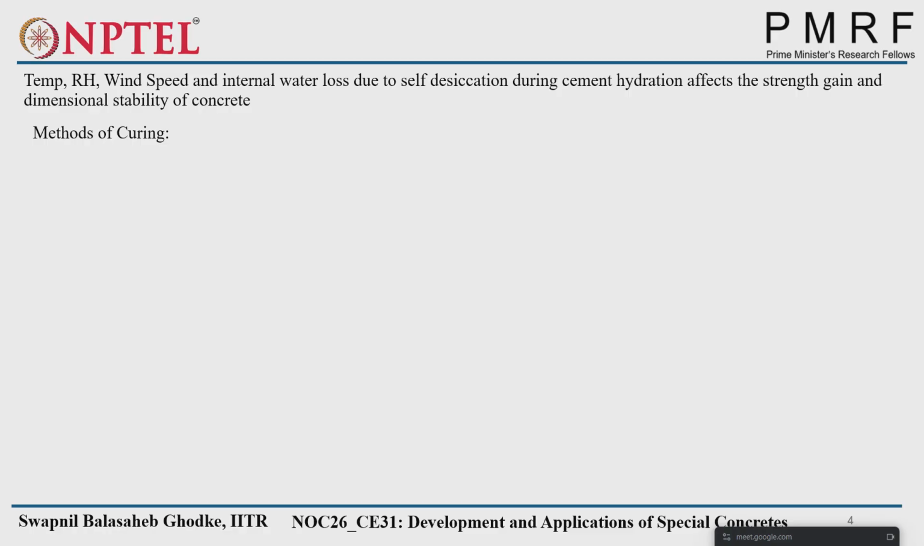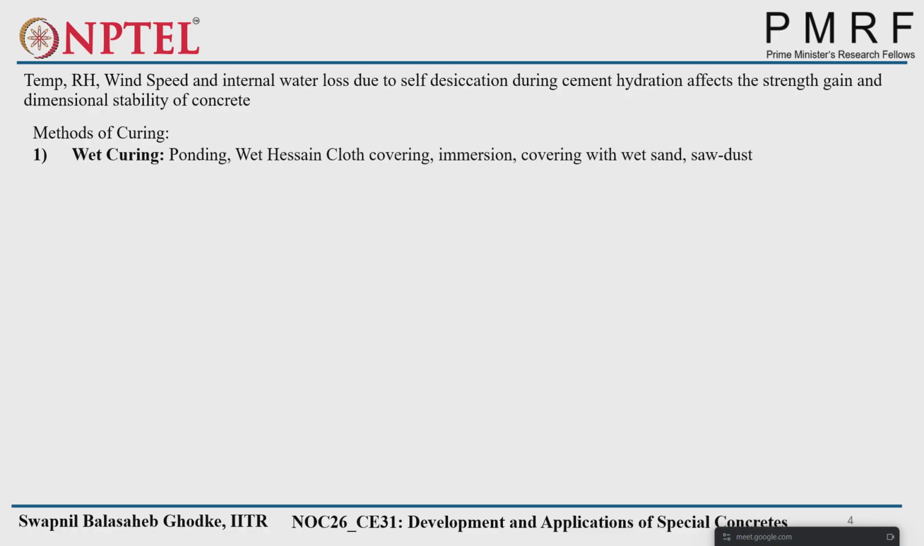So what are the different types of curing available? We saw them in most constructions. What curing did we see? Right, so the most common is wet curing. We saw it on slabs like rigid pavement. The ponding will be created, some space will be created and water will be poured on it. So ponding will be there, wet hessian cloth covering with wet sand and sawdust also. That is very common, we saw it basically on flat surfaces.